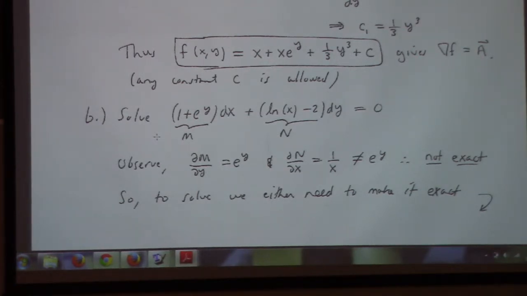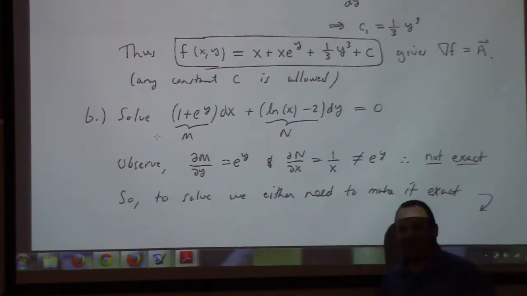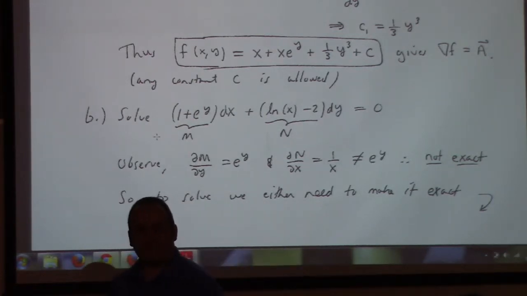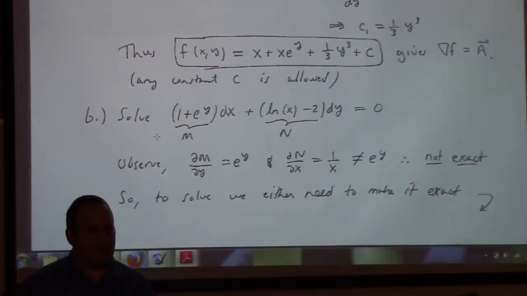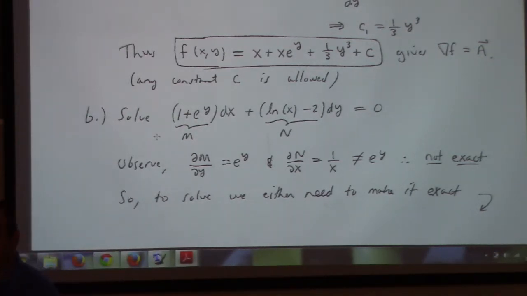Yeah, you need to make it exact. Can you always make it exact? Well, yes and no. Here's a similar issue. Can you always integrate a continuous function? So I tell you integrate from 0 to 1 sine of x squared dx. Sine of x squared is continuous. Can you integrate it? No, you can't, because you can't find an antiderivative of sine of x squared.